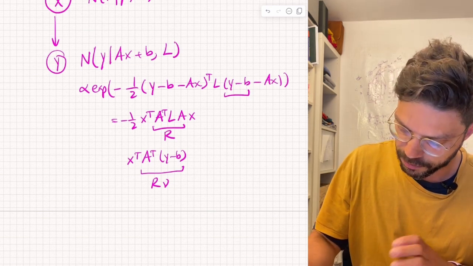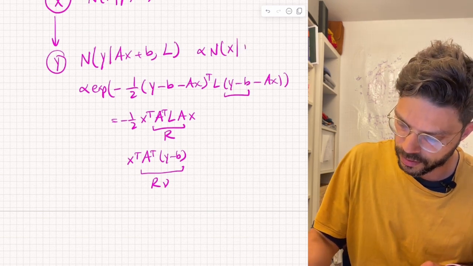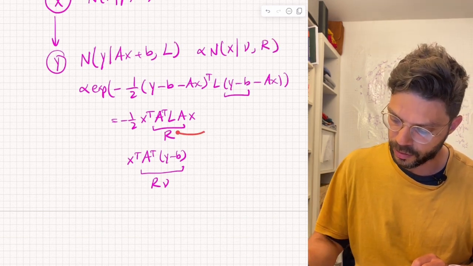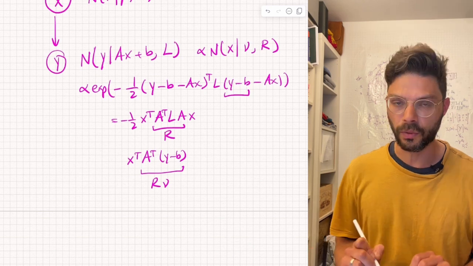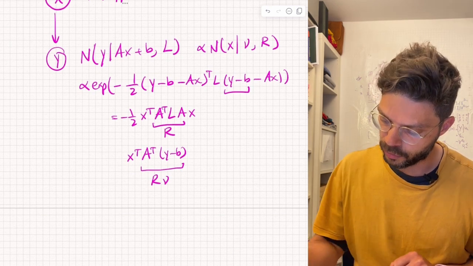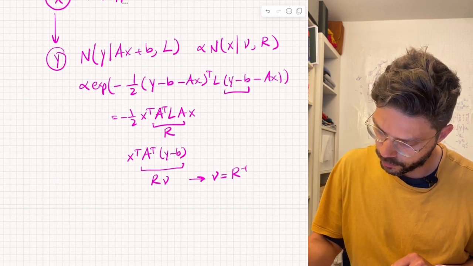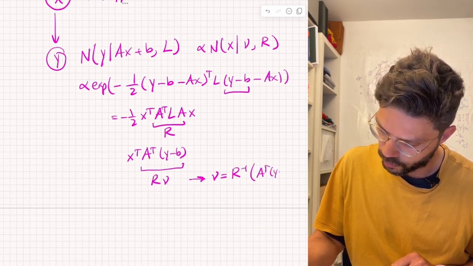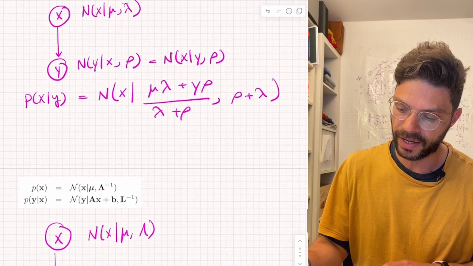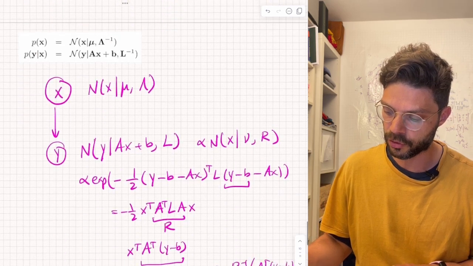So we want to write this as being proportional to x with some mean nu and some precision r. Well, we've actually found r, and now we found what r nu is. That's right. So nu is going to equal r to the minus 1 times A transpose y minus b. Okay, so now we've got that. So now we're basically in the same form as we were here, right? So we have x, we have the mean of x, and we have its precision.